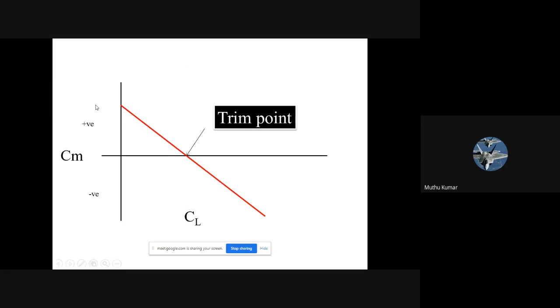Now I will draw a graph, CM versus CL. From this graph I'm going to say whether the aircraft is stable or not in longitudinal stability. What is longitudinal stability? Pitch stability, the stability in the pitch axis. The aircraft should come back if there is a disturbance. So this is the trim point. Trim point is where the moment is equal to 0.